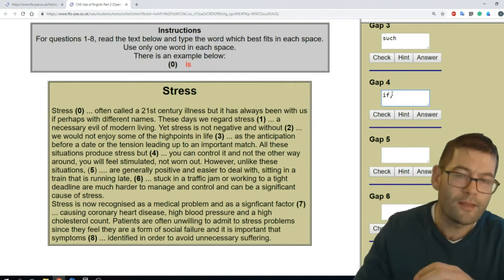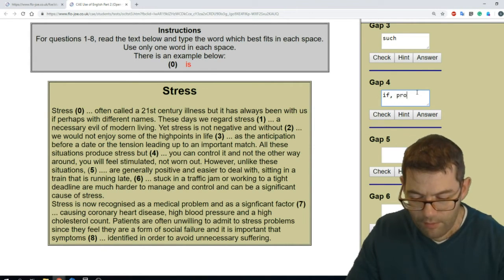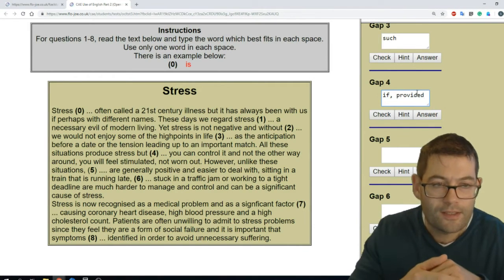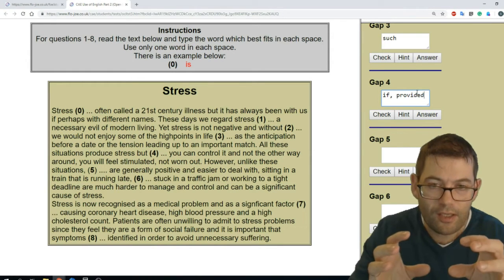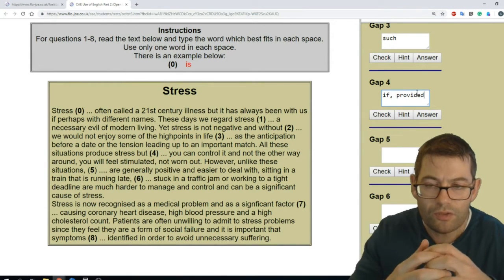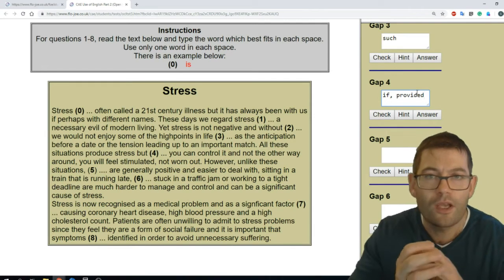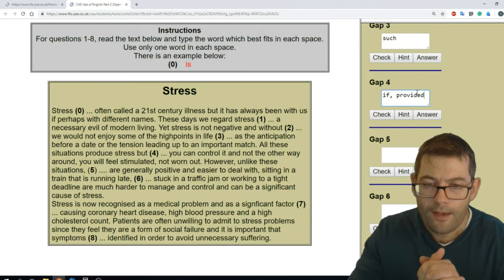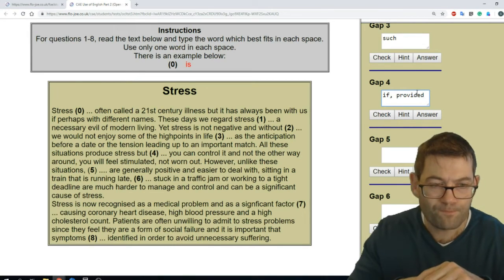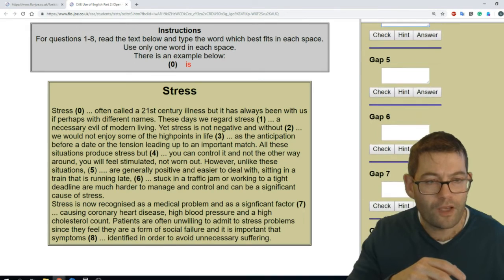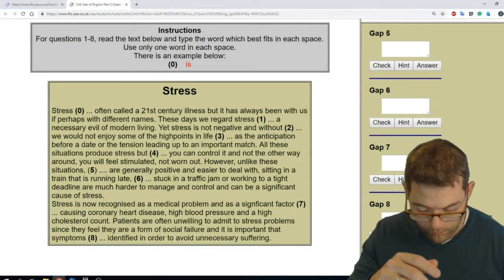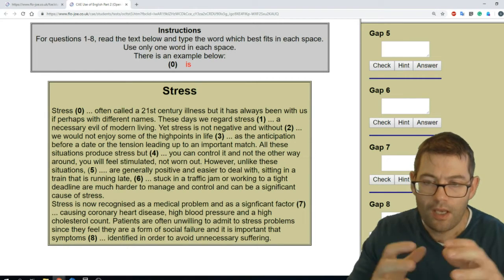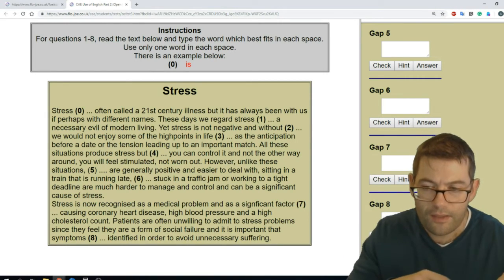But there is one other that we can use, and that is provided. So provided you can control it. So provided, as a collocation, works with control. So provided you can control it, not the other way around, you will feel stimulated, not worn out. Worn out meaning tired. However, unlike these situations, and then we've got gap number 5, let me just scroll that up. So, however, unlike these situations, are generally positive and easier to deal with.